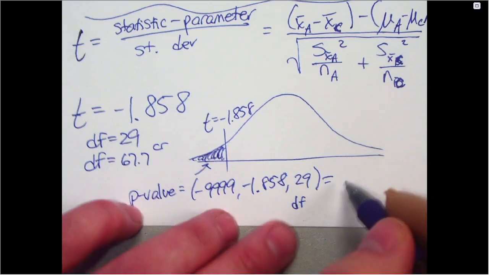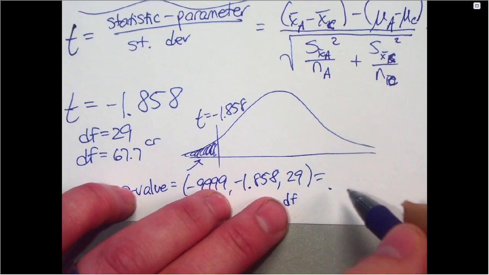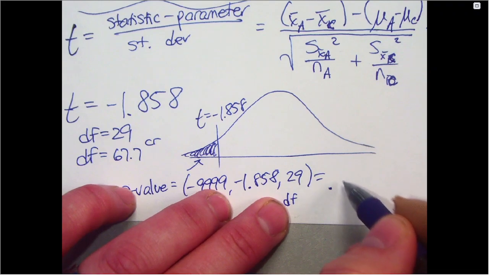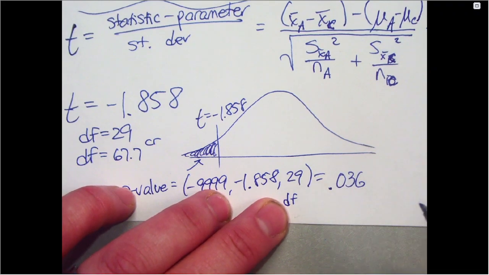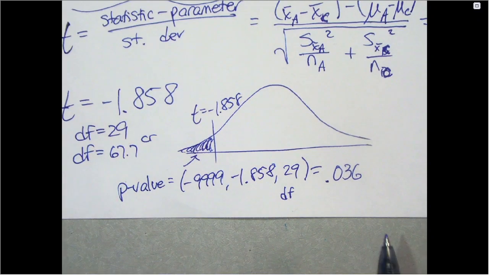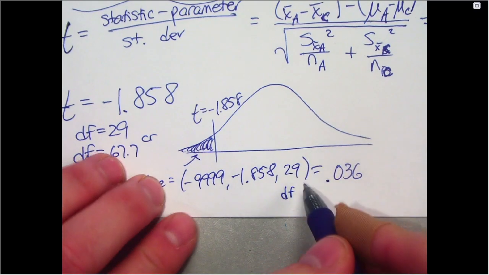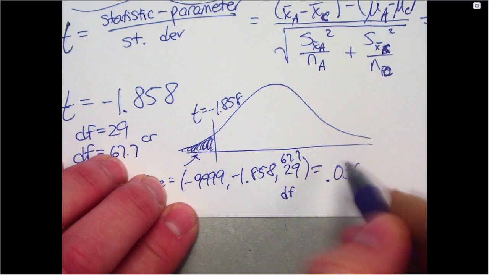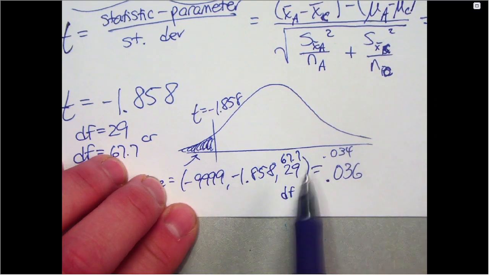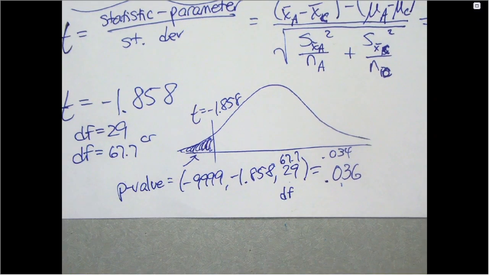Does anybody have, what was the p-value for the way they did it? 0.036 if I use the other degrees of freedom. They're never gonna set it up so that one way you'd reject and the other way you wouldn't. If you put 67.7 here, this is 0.034. If you put 29 here, it's 0.036. Both are valid, both are allowed, both are good.